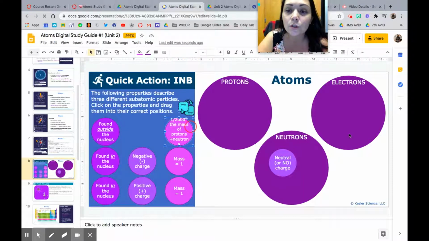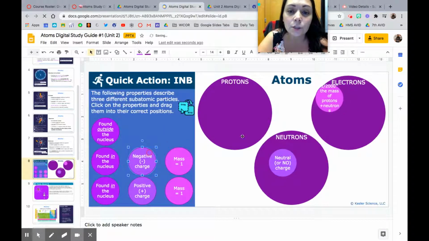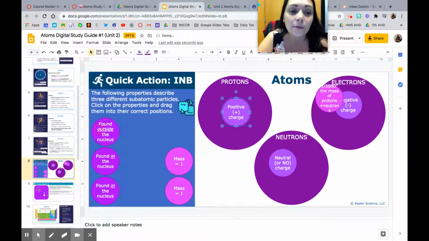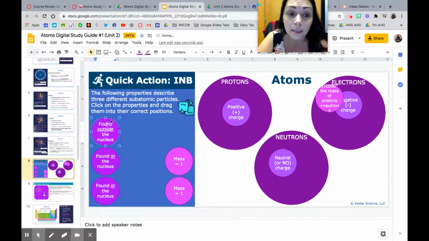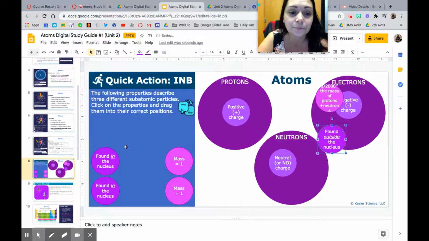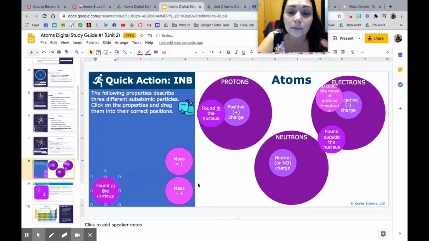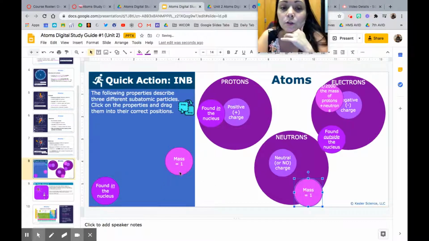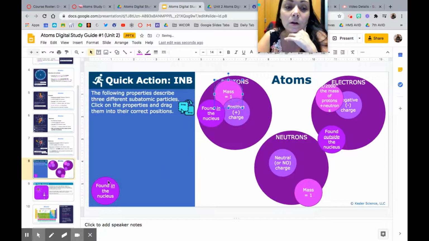Right there. So 1/2000th would be electrons. Negatively charged would be electrons. Positively charged would be protons, because the protons are positive. And then found outside the nucleus in the electron cloud would be electrons. And then protons and neutrons are found inside the nucleus. And then a massive one would be protons and neutrons, because electrons barely have any mass at all.